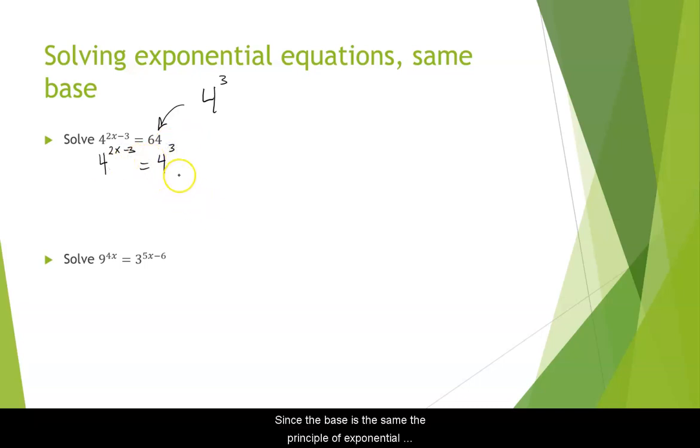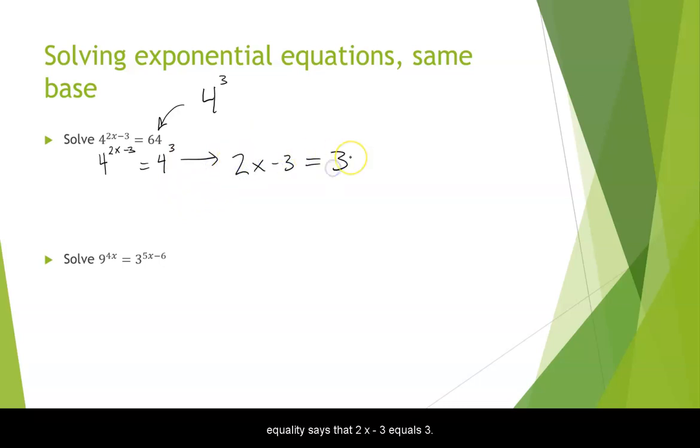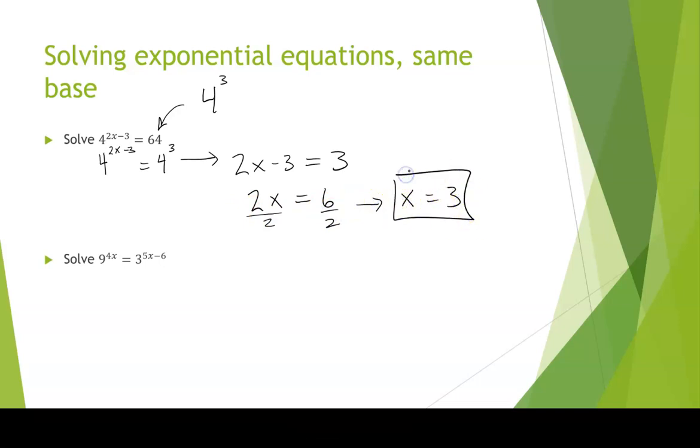Since the base is the same, the principle of exponential equality says that 2x minus 3 equals 3. Now we have a linear equation. We know how to solve these. Add 3 on both sides. 2x equals 6. Divide both sides by 2. x equals 3 is our answer. We can check this by taking the 3 and plugging it back in wherever we see x. I'll leave that to you.